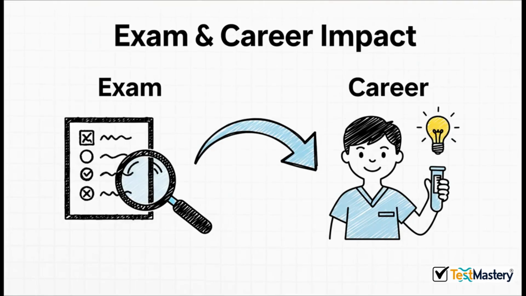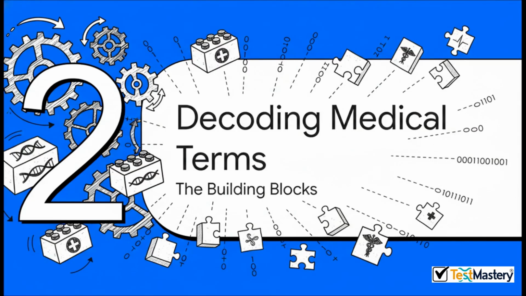And this has a direct impact on both your exam and your entire career. On the test, you're going to get hit with scenario questions where you have to interpret an order correctly. But in the clinic, being able to recognize a word root in a split second could be the one thing that prevents a really serious error. It's what separates a good phlebotomist from a great one. So how do we get good at this?